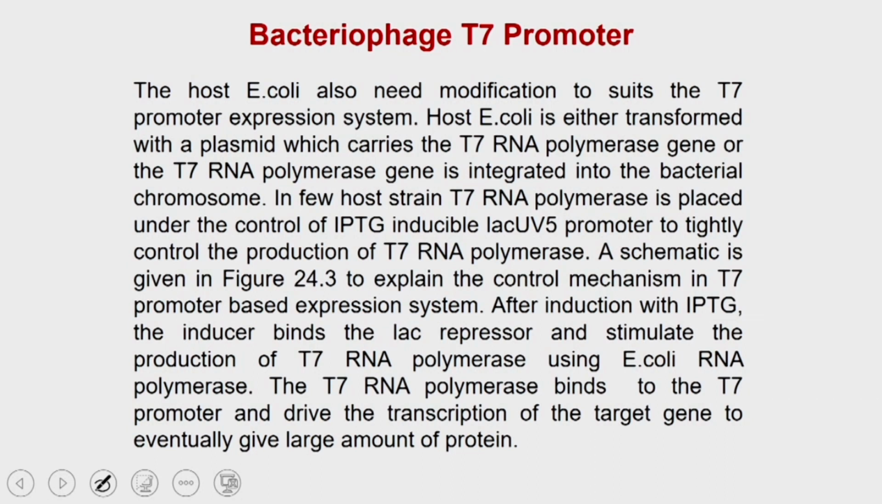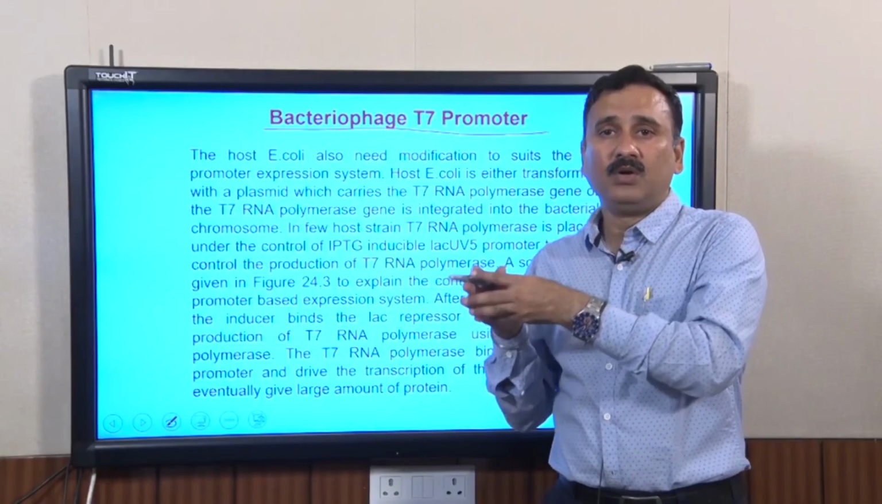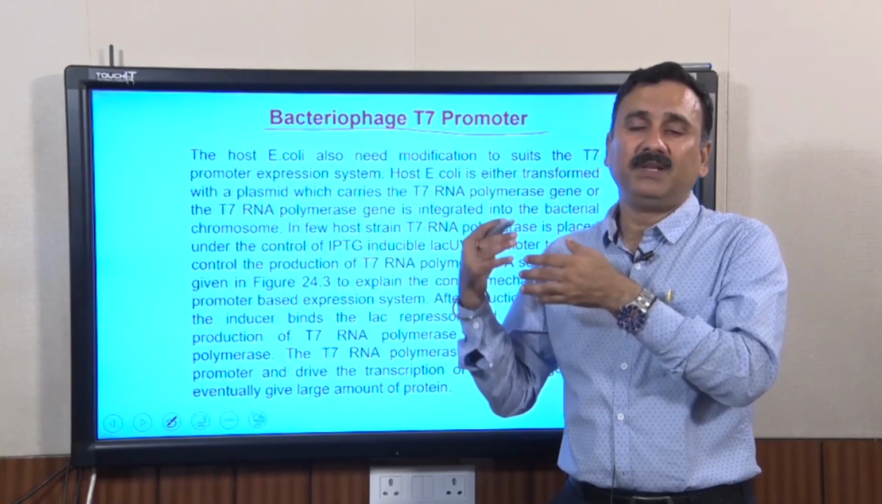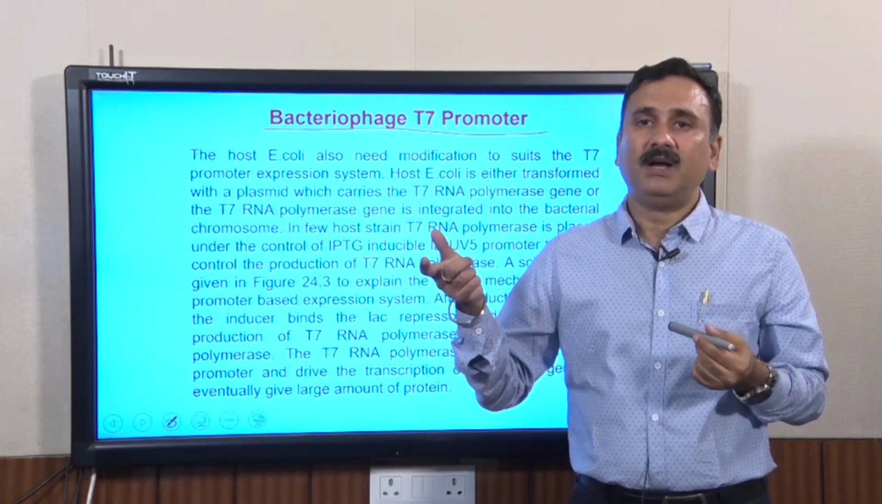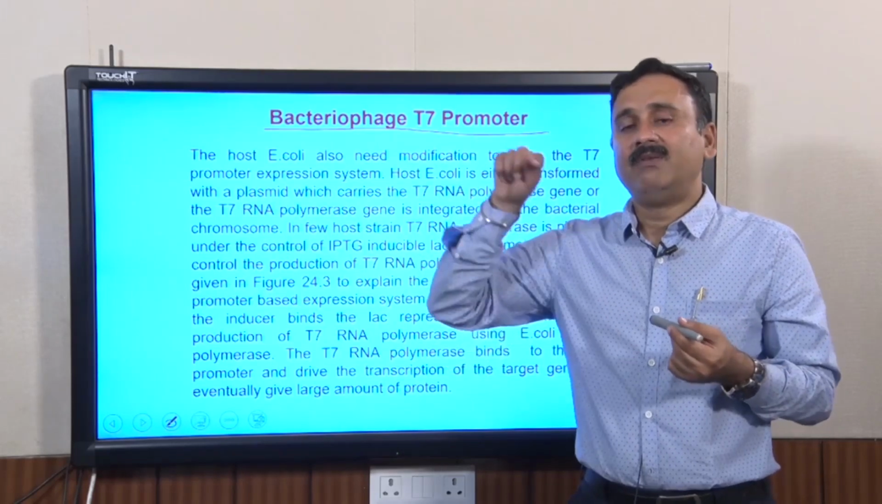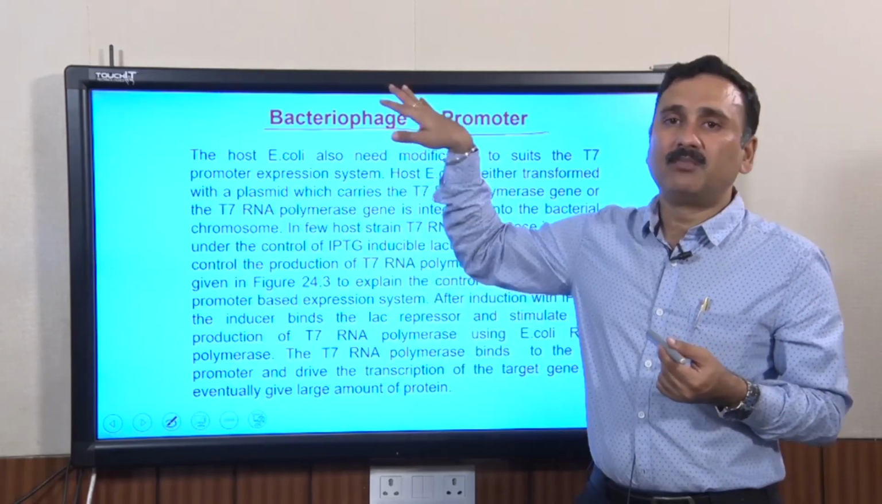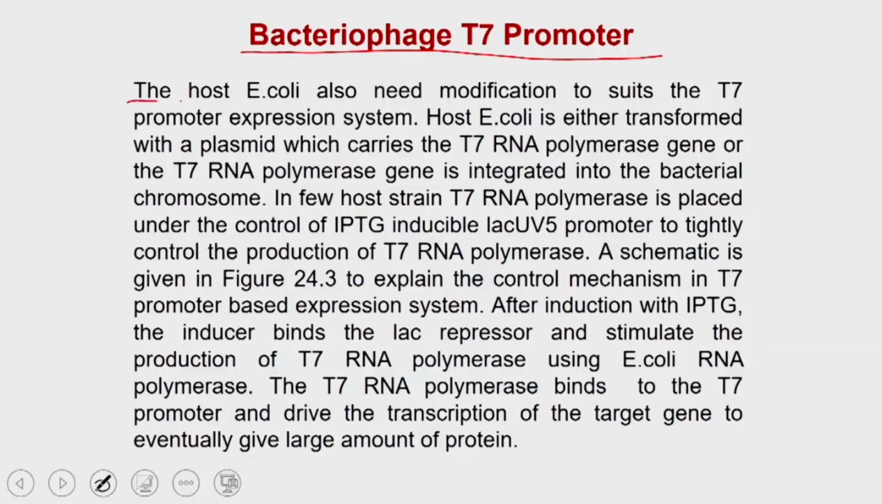Now, in some cases when you use the bacteriophage T7 promoter, you can also modify the host strain, such as the E. coli strain. You can overexpress some proteins onto the chromosome of these E. coli, and that is how you can modify the host to get even better tight control over the protein production. So, host cells also need to be modified to suit the T7 promoter expression system.